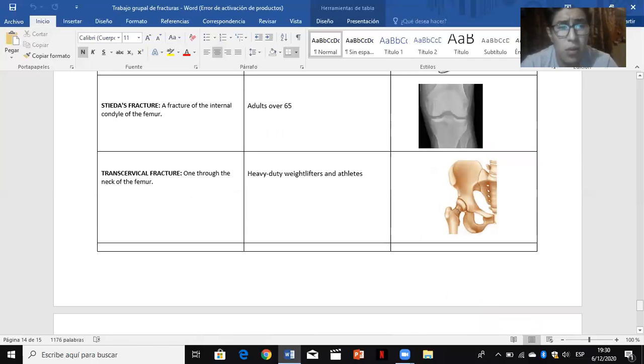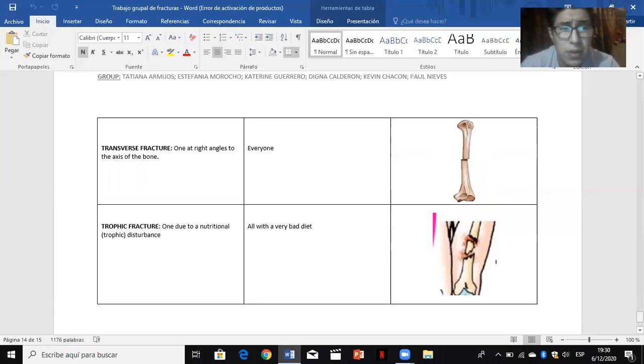Transcervical fracture: fracture through the neck of the femur. People at risk: fighters and athletes. Transverse fracture: the break is at right angles to the axis of the bone. People at risk: everyone. Trophic fracture: due to nutritional disturbance. People at risk are those with a very bad diet.